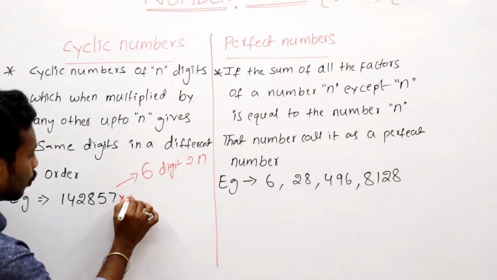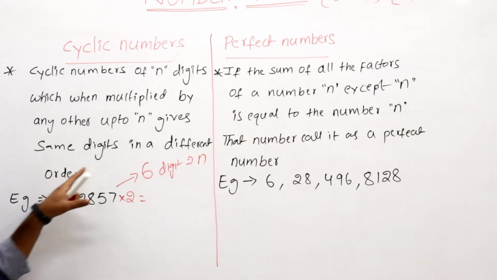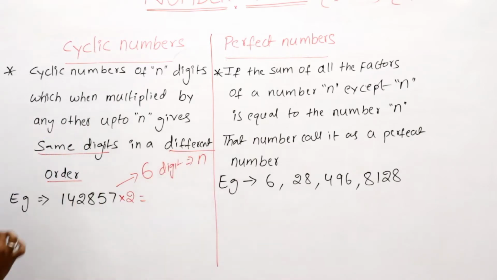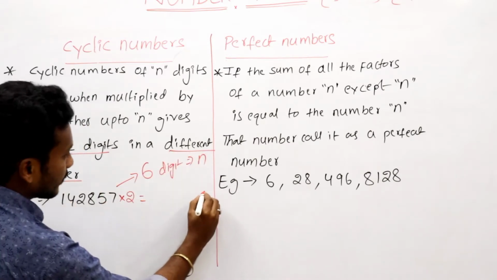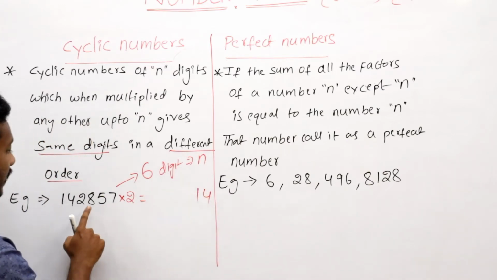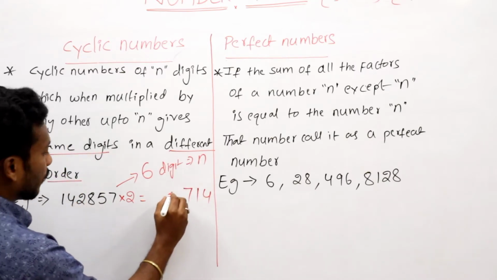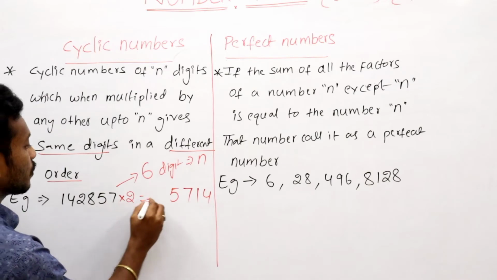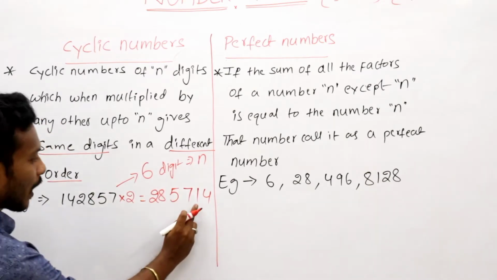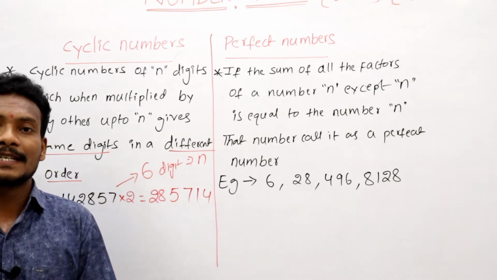Now I am checking with 2. We have the same digits repeated but in a different order. The digits are the same, but the order is different. 7 2s are 14, 5 2s are 10 plus 1, 11, 8 2s are 16 plus 1, 17, 2 2s are 4 plus 1, 5, 1 4 2s are 28. Now check once: 285714. In a different order, but the same digits are repeated.